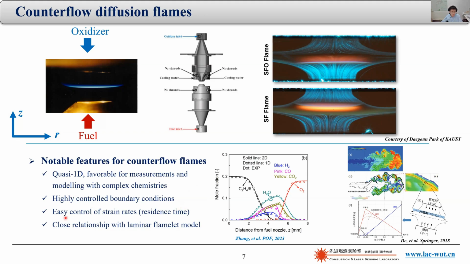And you can easily change the strain rates, which is quite difficult to do in co-flow diffusion flames. The counterflow flame has a very close relationship with the laminar flamelet model, which is widely used for the modeling of turbulent diffusion flames. So in that case, information about soot formation in counterflow flames is beneficial to the understanding and modeling of practical turbulent sooting flames.